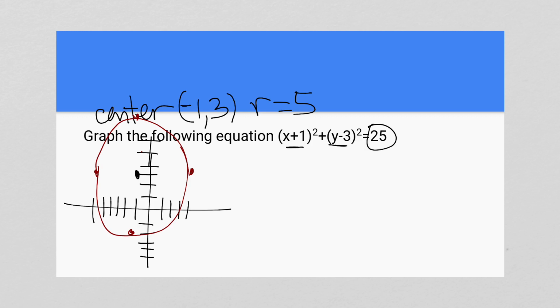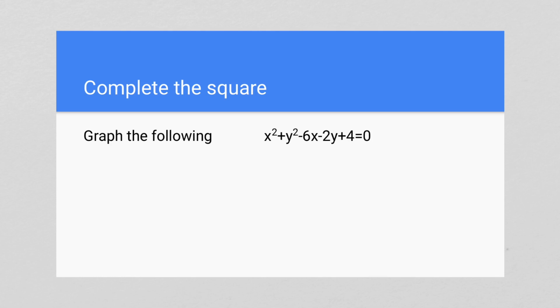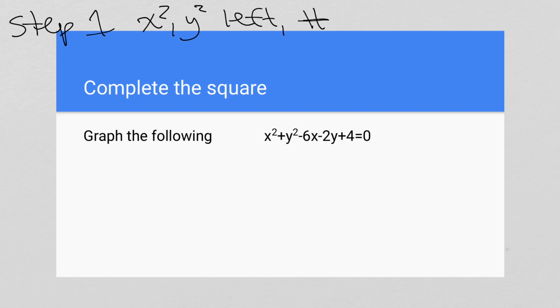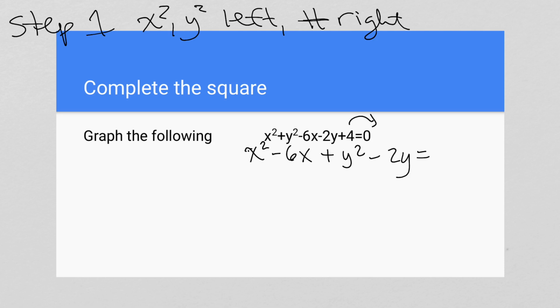All right, last question is about completing the square. Let's take a look at this question here. Remember, our first step for completing the square was to have my x squares and y squares on the left, and then any numbers on the right. This one here, we have a +4 that has to move over. So let's organize this. We have x squared minus 6x plus y squared minus 2y equals, and that 4 is going to go over to the right. It's going to become a -4 when we move it over.